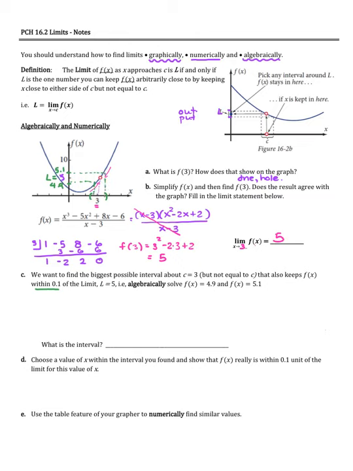So I know I'm allowed 0.1 error around that limit of 5, and I want to find what are the corresponding inputs that keeps me in that interval. So the way we do this is we set our two boundaries, so 5.1, and we set that equal to our simplified x squared minus 2x plus 2.